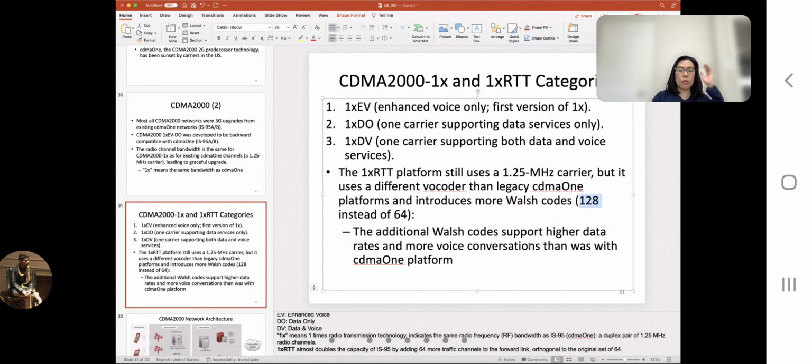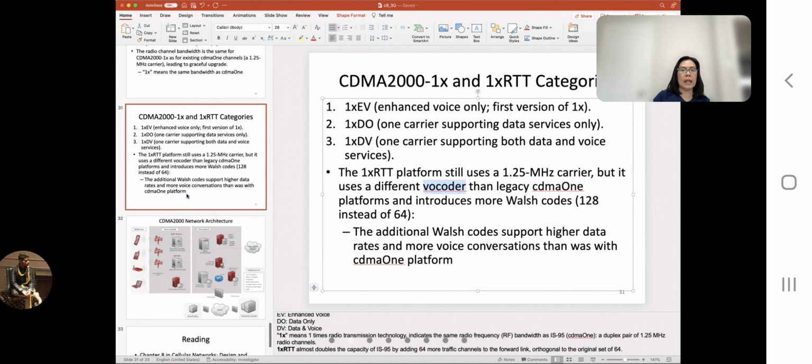And the change is only using a different codec. Codec means coder and decoder. The signal will be encoded and decoded, just like we talked about last time with CDMA.